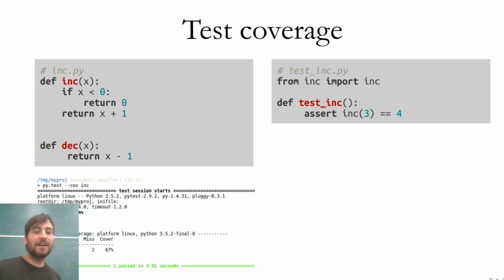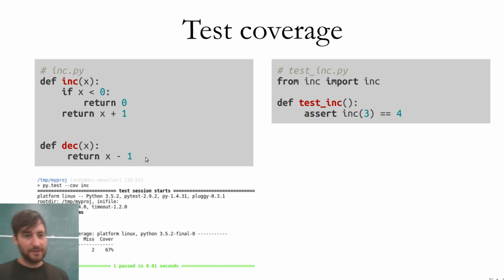Actually, so here, in my implementation, I have 2 functions. One says that if x is smaller than 0, I return 0. And I also have a dec function which does a decrement by 1. In my test, clearly I only tested the increment function, not the decrement function. And because I called it on 3, I didn't test the return statement here. So this wasn't tested, and this wasn't tested at all.